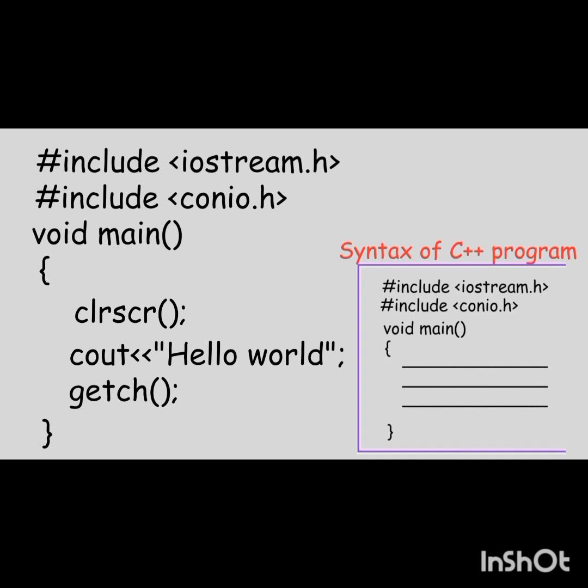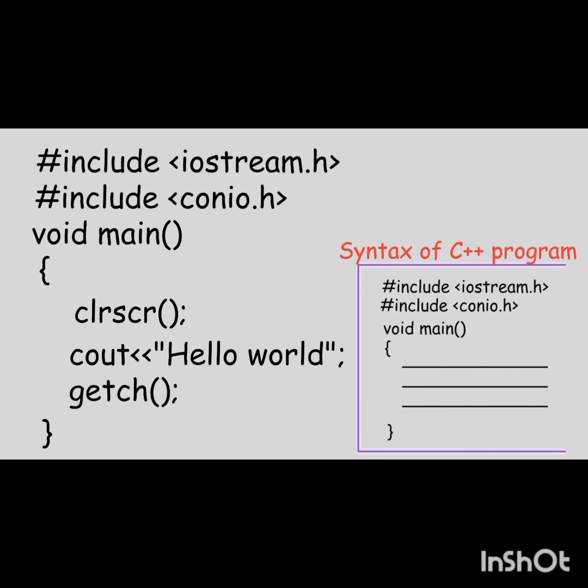So now we come to the first C++ program which prints hello world on the screen. The first two lines, hash include iostream.h and hash include conio.h, include the header files in the program. Without this, the program will not run. So make sure to include these files in every C++ program.